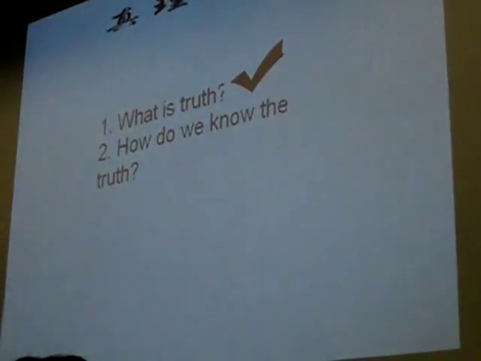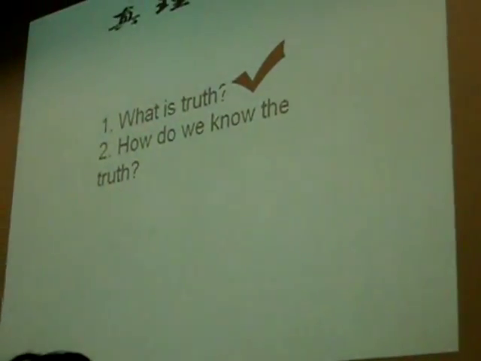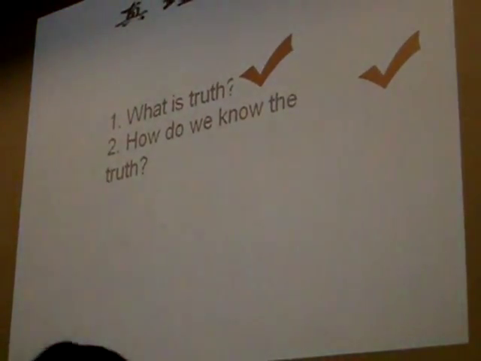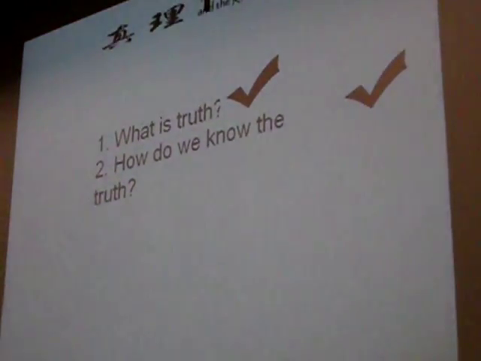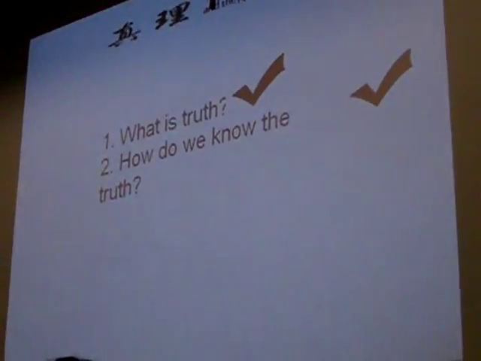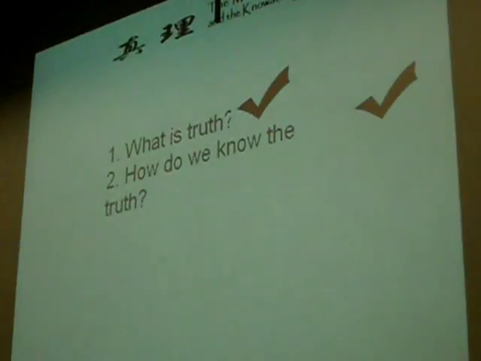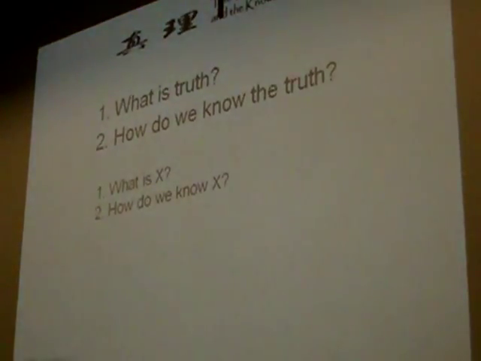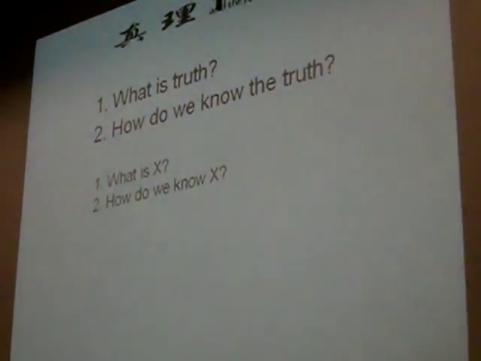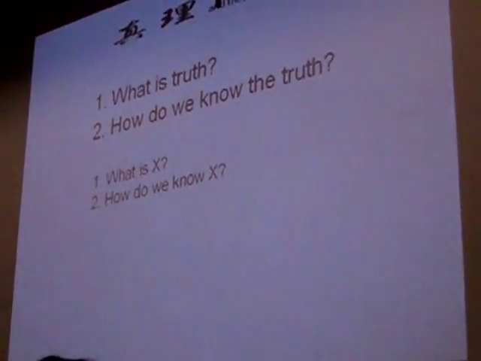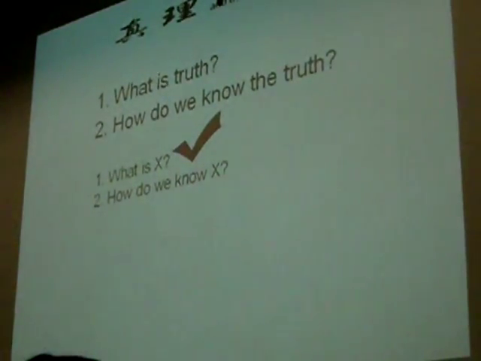So the first question is a metaphysical question. The second question is an epistemological question. The first question begs for a metaphysical criterion, it begs for a definition of truth. But the second question begs for an epistemic criterion. Another way of formulating these questions: question 1, what is X? Question 2, how do we know X?